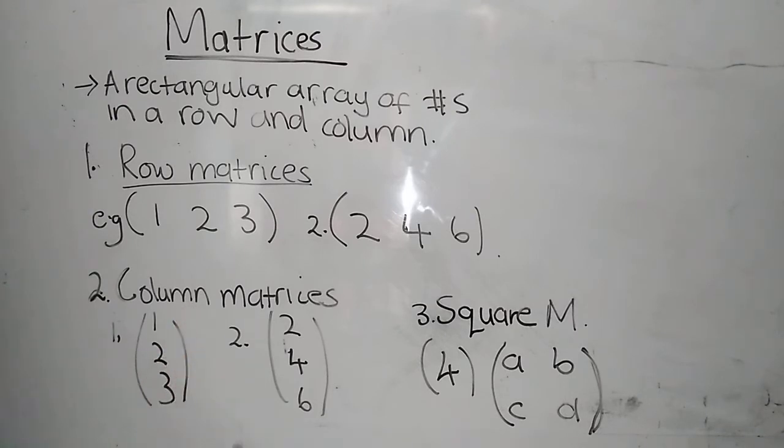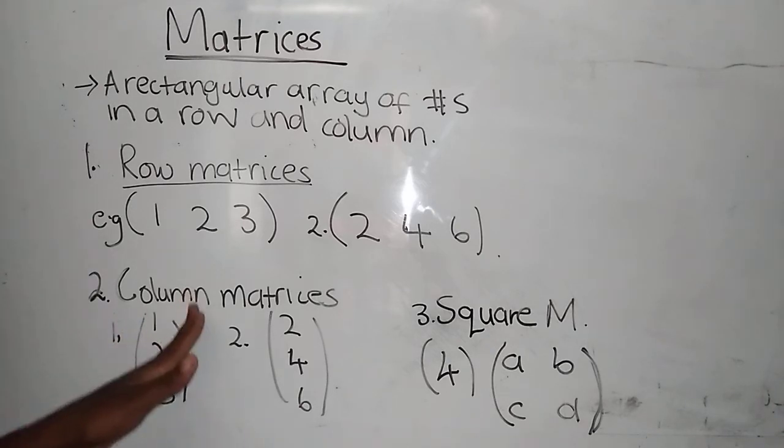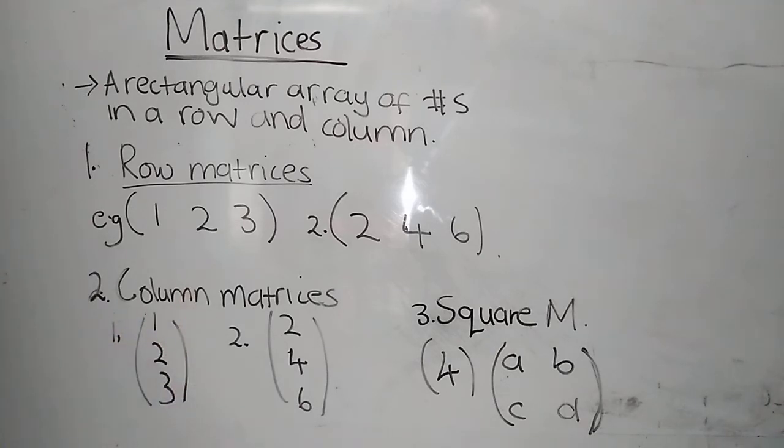And we have what we call column matrices. It's just one column going down. Our first matrix, 1, 2, 3, is just one column going down, and also 2, 4, 6 is a column going down. And then we have what we call square matrices.